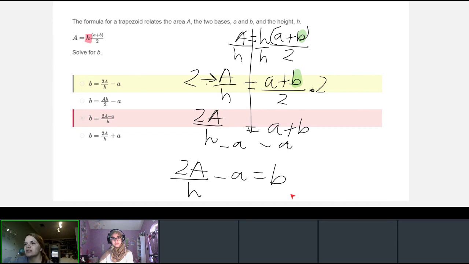So you were super close again. You just kept your little A on top of your fraction. But since this does not have an H on the bottom, it doesn't have the same denominator, we can't include it in that one. But you were right on the right track.